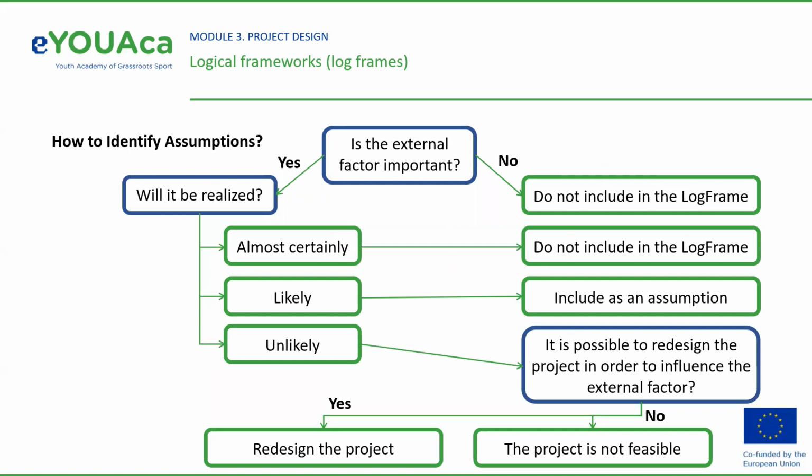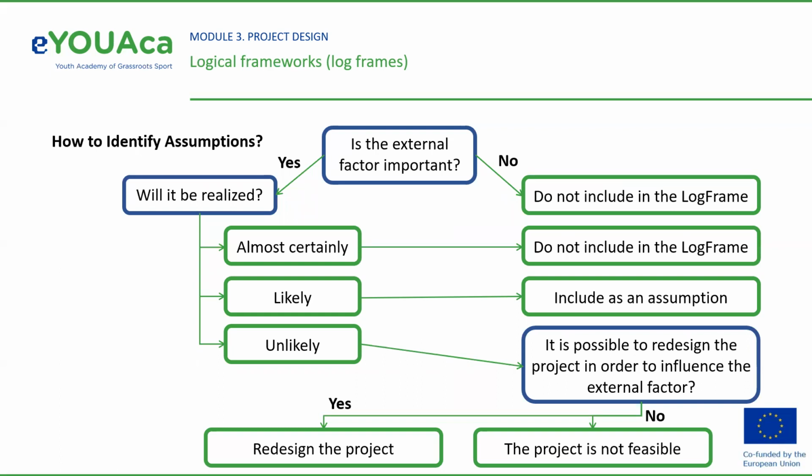Now, how can we identify assumptions? First of all, you should identify if an external factor is important. If it is not important, then you should not include it in the log frame. If it is important, you should understand if it will be realized. If the answer is almost certainly, then you don't need to include it in the log frame. If the answer is likely, then you need to include it as an assumption.